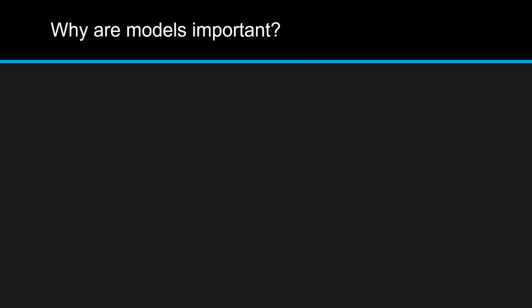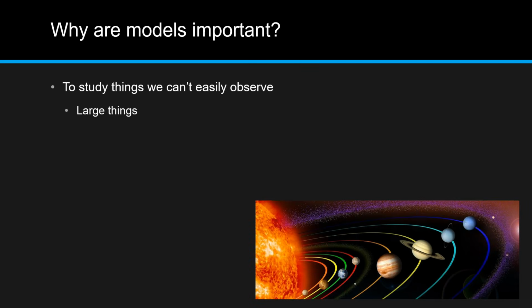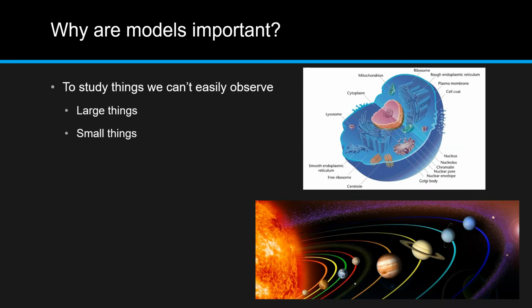So why are models so important in science? The main way that they are so helpful is allowing us to study things that we can't easily observe for one reason or another. Maybe the object or system we want to study is super large, like the solar system. Our solar system is huge, and students can't just go into outer space to view and study the solar system. We rely on physical models, diagrams, and pictures to be able to study it, since we can't really study the real thing.